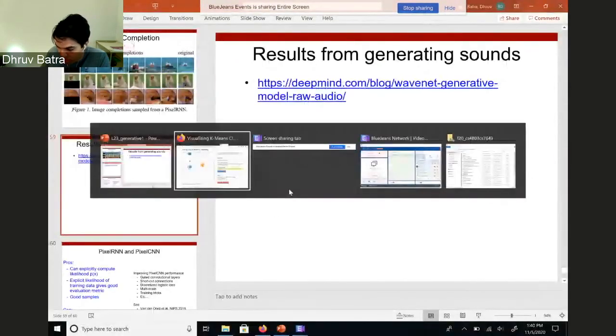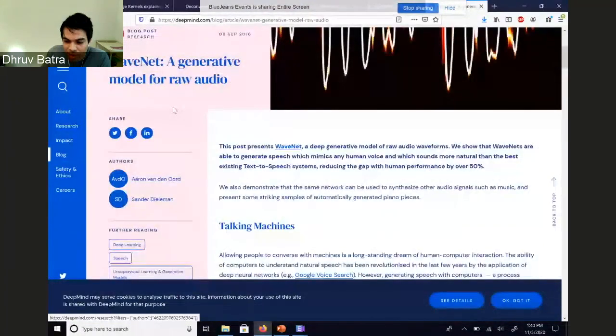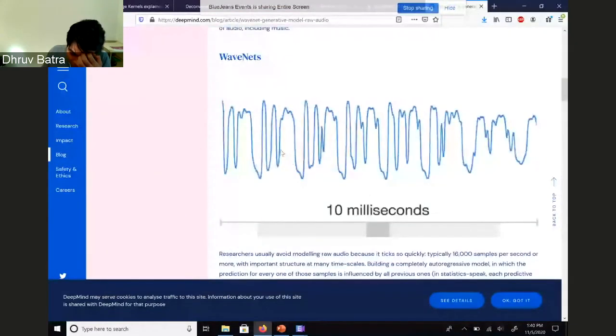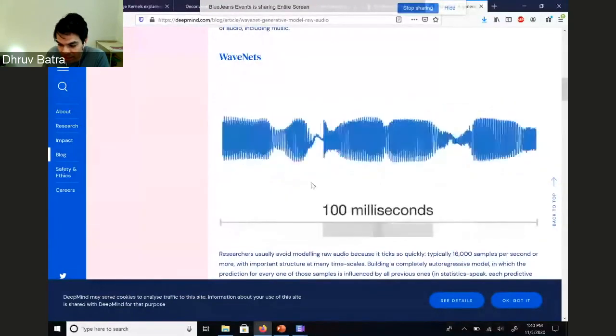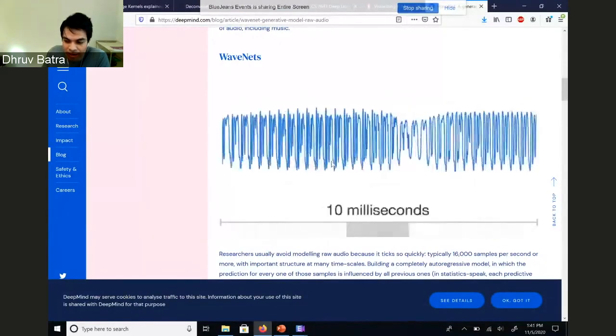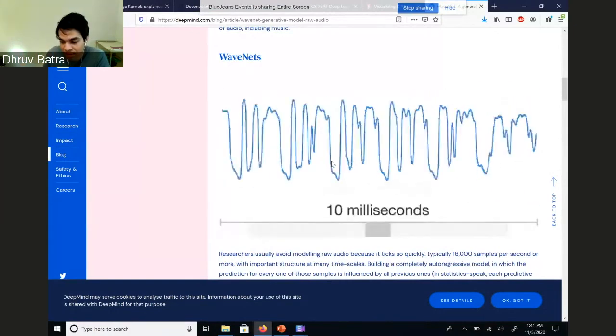Here is the blog from DeepMind on WaveNet, if you haven't seen it. It's a generative model for raw audio. I would say it is less similar to pixel CNN than it is to classical RNNs, where they generated waveforms with sampling frequencies of 1 millisecond. This visualization I really like because it gives you a sense for the hierarchies or scales in which structure exists in the data.